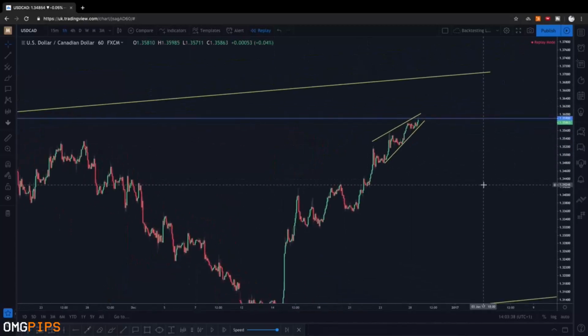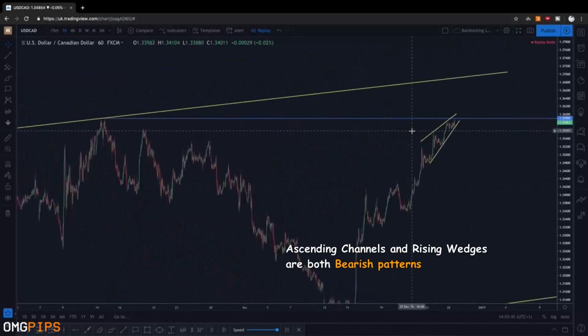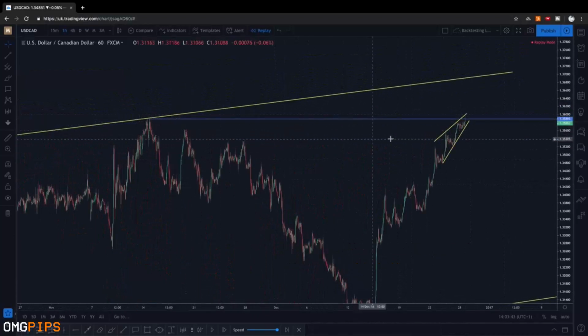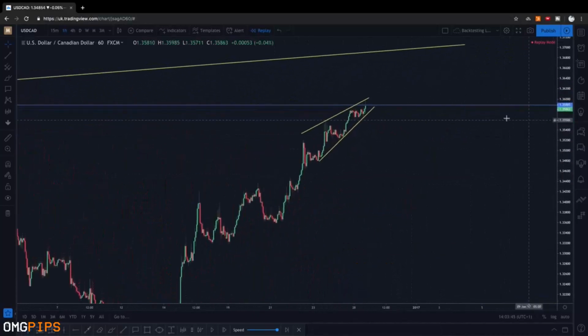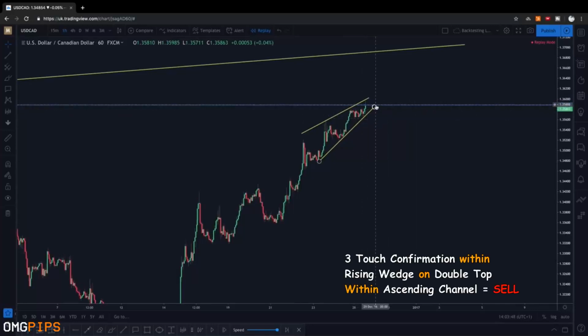So we can see right now we have this ascending formation at the top of the structure. So we've got this double top area. We've actually broken slightly, and potentially a false breakout. So looking for any selling opportunities around this area.